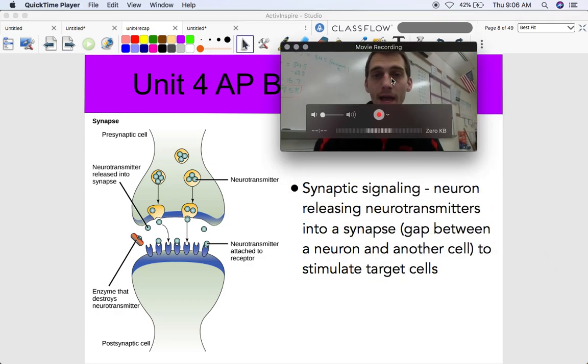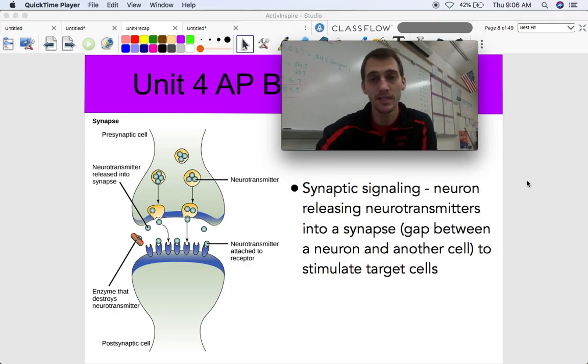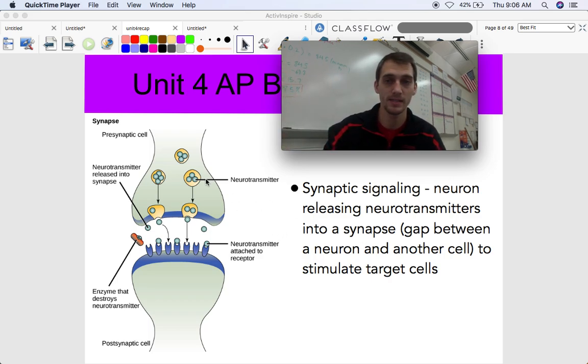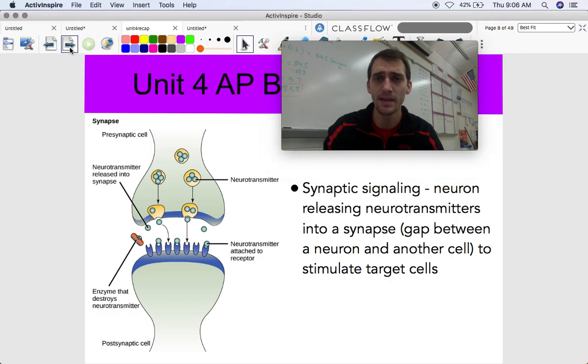Okay, and then the last kind, this is another type of local signaling. It's called synaptic signaling. Super important because it's how your brain works. Neurons are releasing neurotransmitters into a synapse, and a synapse is a gap between a neuron and another cell to stimulate target cells, right? So if a neuron has to send a message to another neuron, or if you're a motor neuron, you're going to have to send a signal to an effector, and we're going to talk about effectors here in 4.5. That neuron will have to tell that effector cell what to do, and this is called synaptic signaling. All right. So that's how your nervous system operates.